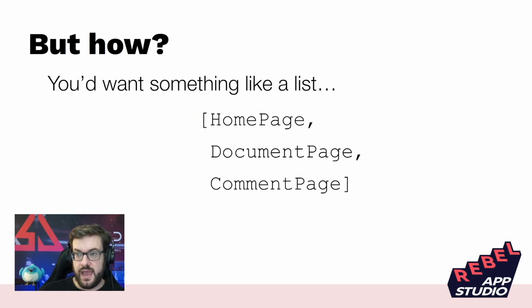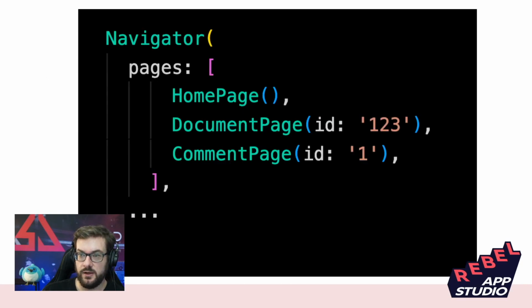And yeah, how would you want to do this? So I guess you'd want something like a list, right? So homepage, document page, comment page. And there's good news, because that is exactly how the routing API works. You can spin up a Navigator and just give it a list of pages like this: homepage, document page, comment page, with the IDs of the document and the comment.